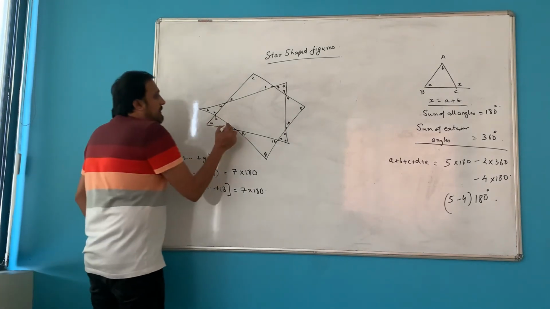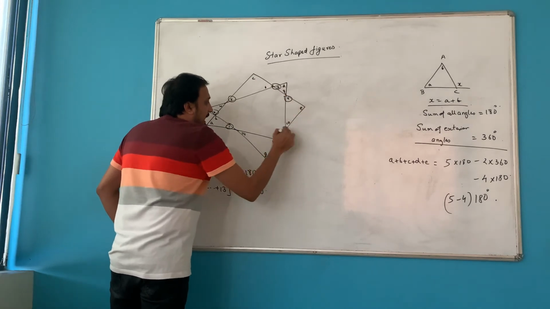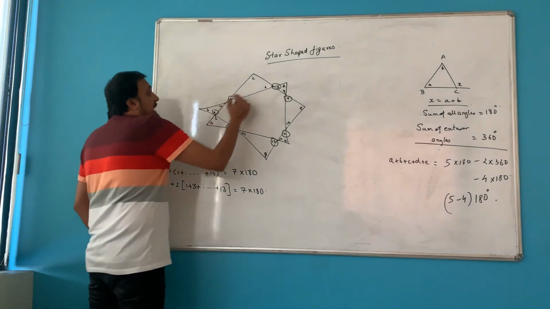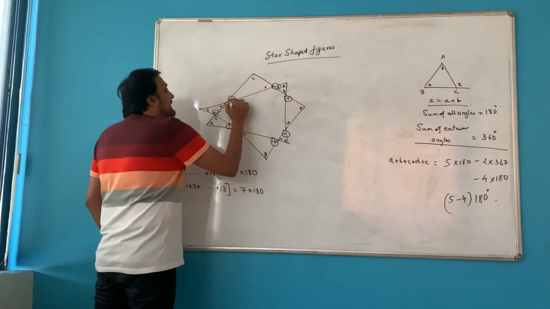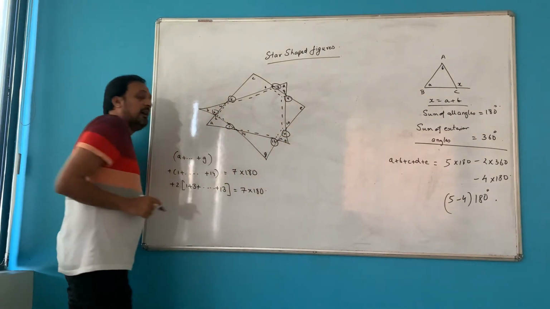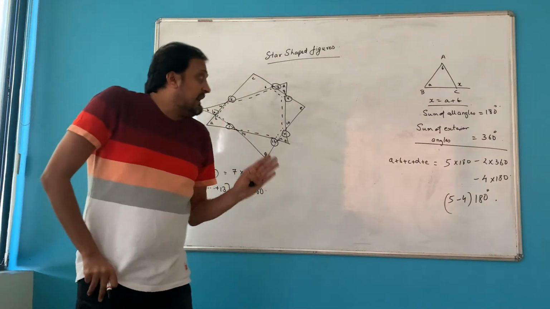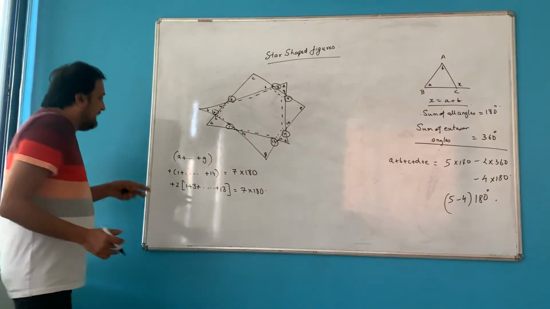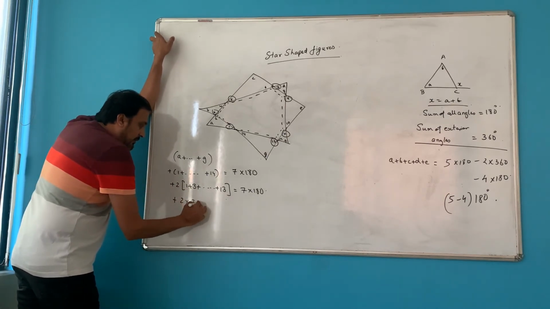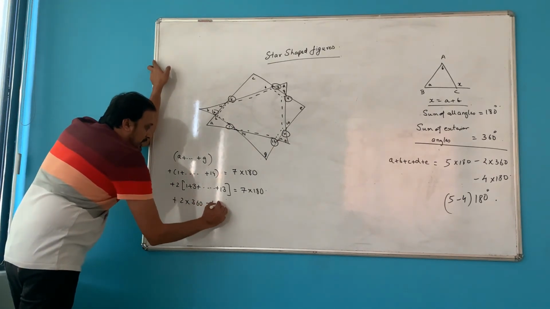Again, same thing, 1, 3, 5, 7, 9, 11, 13. What are all these? All these are essentially nothing but exterior angles of this 7-sided figure, which we call a heptagon. What is the sum of exterior angles of any polygon? 360. So this should be again 360. 2 into 360 is essentially nothing but 4 into 180 again.